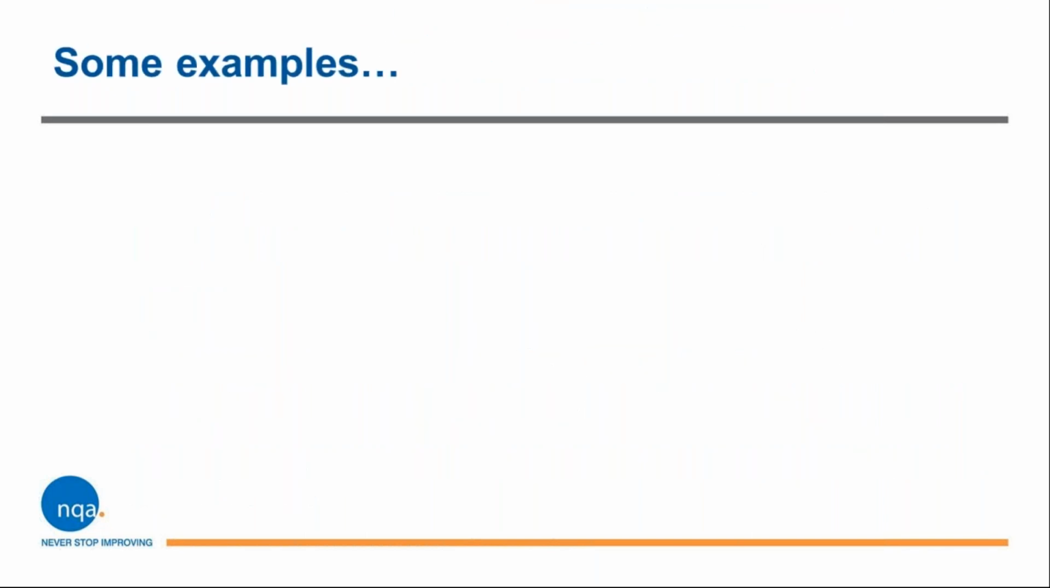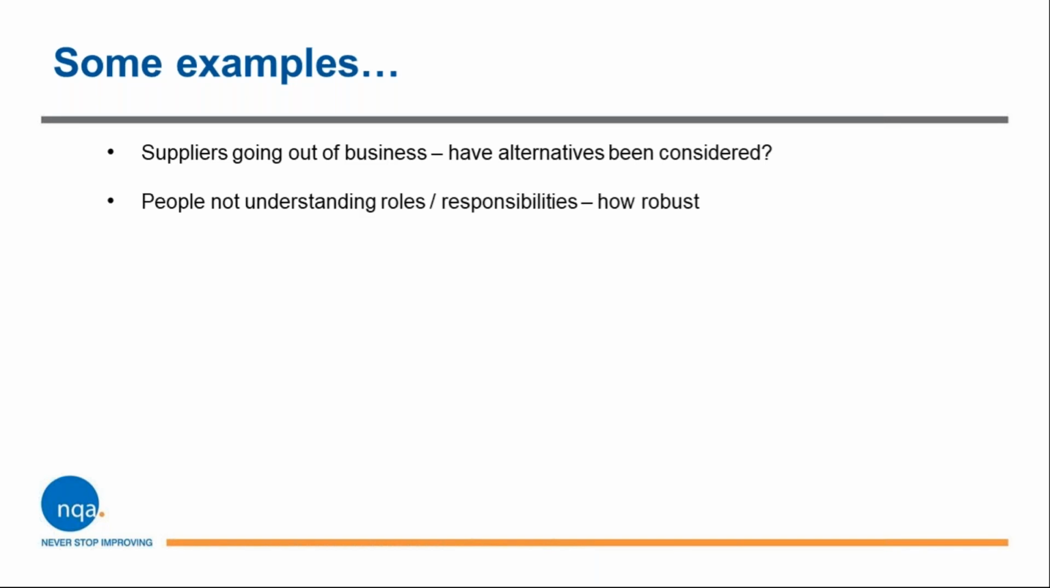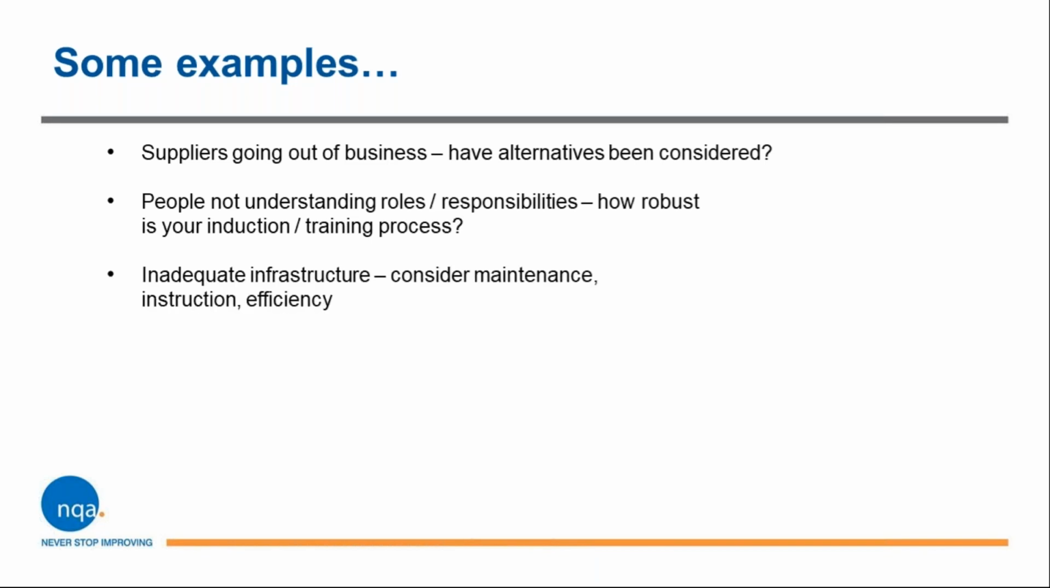So just some examples there, some worked or experienced examples of uncertainties and risks that we typically come across. Obviously, suppliers going out of business, it's a fundamental one. Have alternatives been considered? People not understanding their roles or responsibilities within their management system. How robust is your induction and training process and the resourcing of the whole thing? Inadequate infrastructure, so considering the maintenance and any instruction associated with it, the efficiency of the whole thing, and how it's working for you as an organisation.